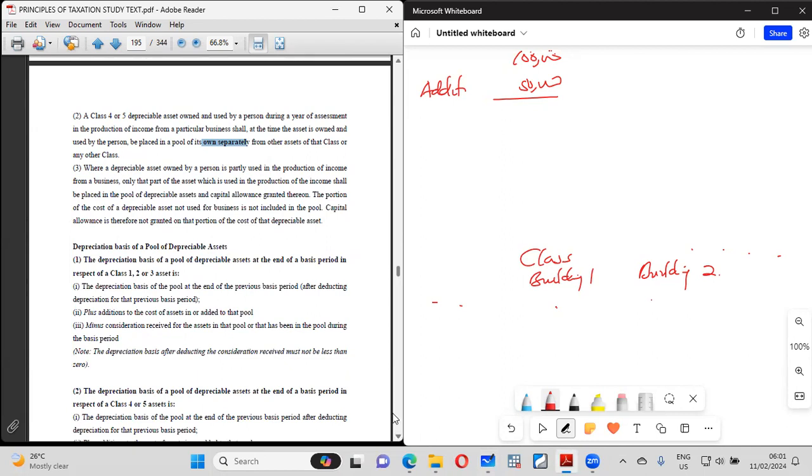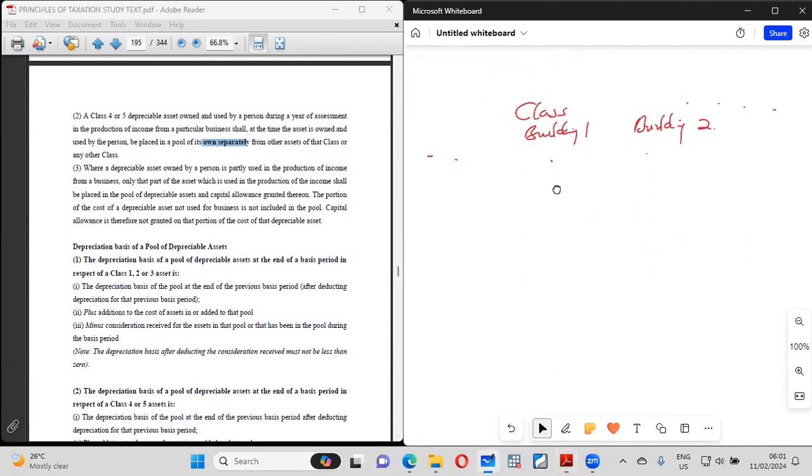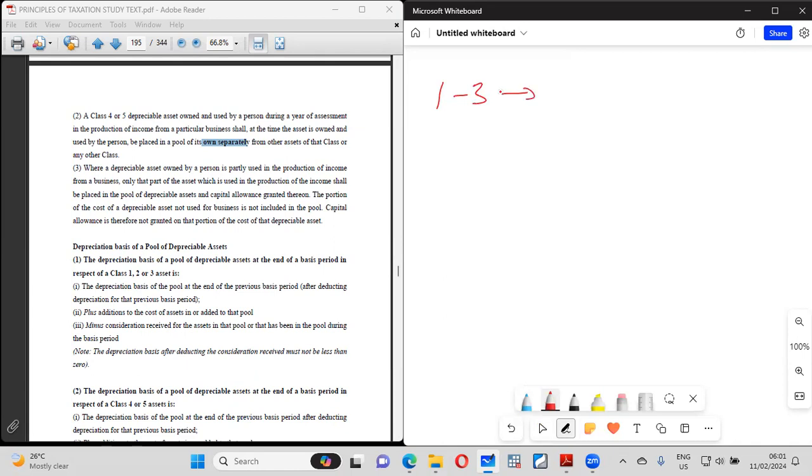Now let's look at the basis of the depreciation. You've already seen the rates. But what you should understand is that for the class 1 to class 3 assets, we use reducing balance. The law says we should use reducing balance.